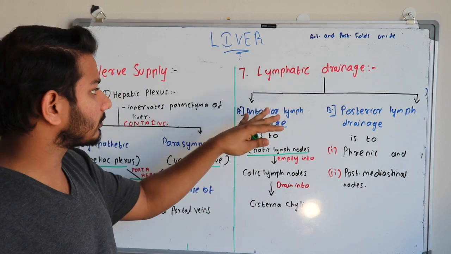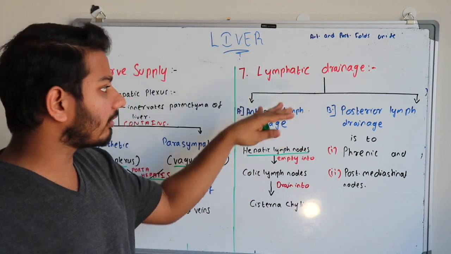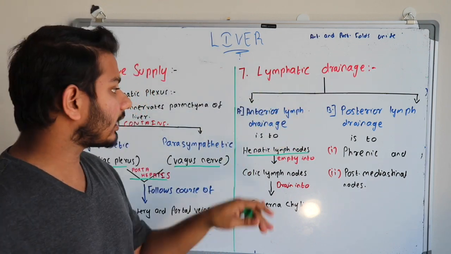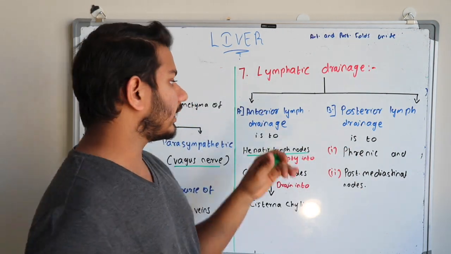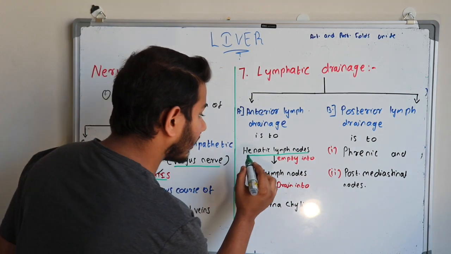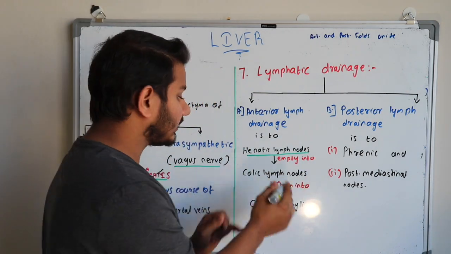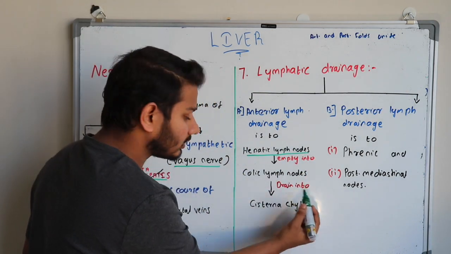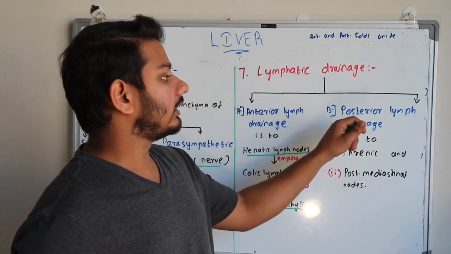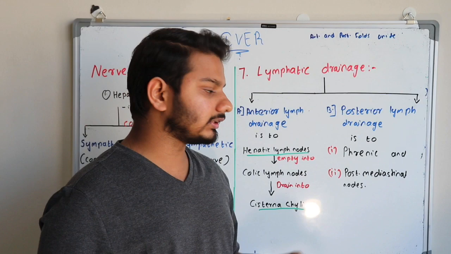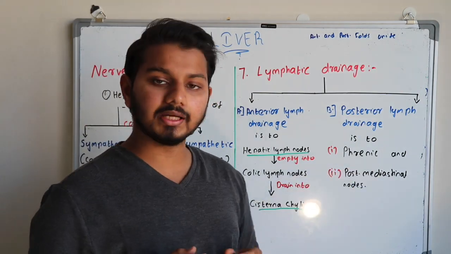Next, we come to the last portion of the objective, that is lymphatic drainage. Lymphatic drainage, there is anterior lymphatic drainage and posterior lymphatic drainage. Anterior lymphatic drainage is to hepatic lymph nodes, which then empty into colic lymph nodes, which then drain into cisterna chyli. Next, posterior lymph drainage is to phrenic and posterior mediastinal nodes.